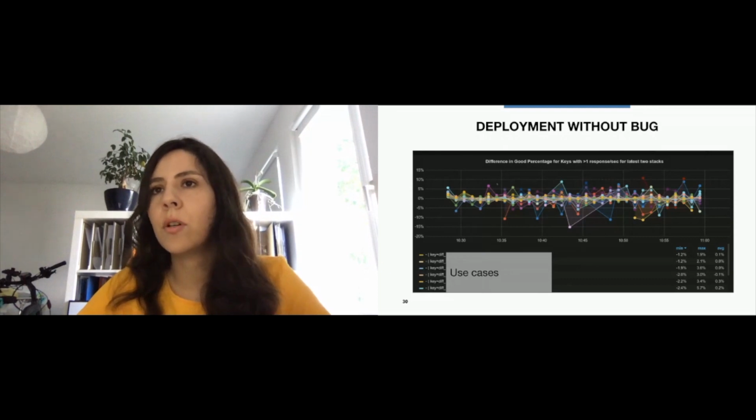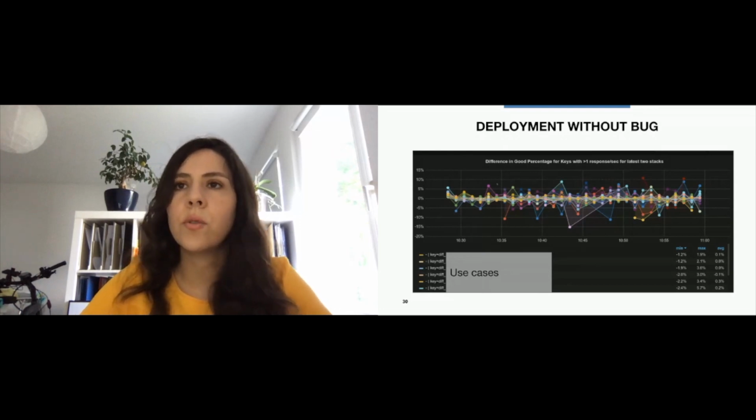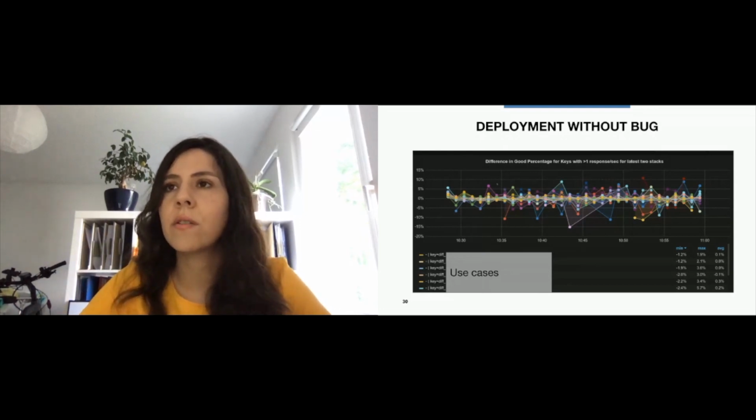And this deployment has no bug. One or two of the business cases are a bit noisy because they don't have that much traffic, but you can observe them over time. And here there is no bug introduced and you don't have to roll back.